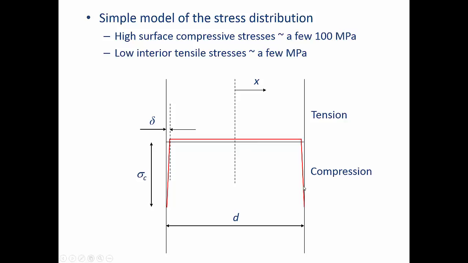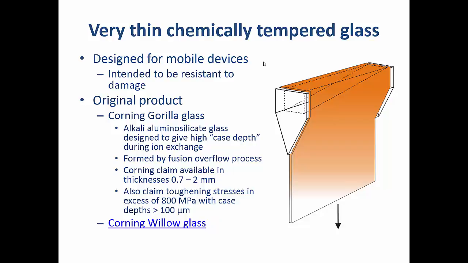The surface compressive stresses can be a few hundred megapascals, and on thicker sections the interior tensile stresses will only be a few megapascals. This process has become more common in recent years as it has been applied to the very thin glass that is on the front of mobile devices. The original product for this was Corning Gorilla Glass, which is an alkali aluminosilicate glass which has been designed to give a high case depth during ion exchange. In other words, you can get the ions in a reasonable distance.